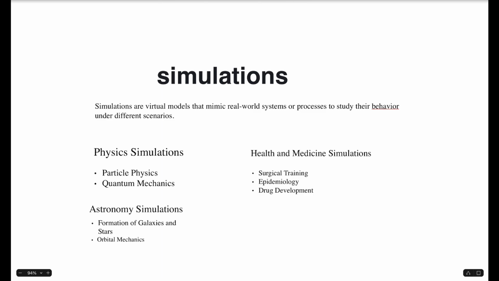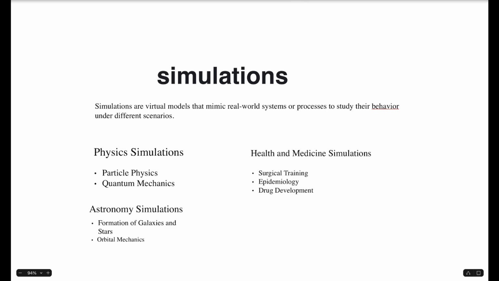For orbital mechanics, this models the path of planets, moons, and spacecraft to study gravitational interactions or plan missions. And for health and medicine simulations, they can help with training, diagnosis, and treatment development. For example, surgical training: they can use VR or AR to train medical professionals in complex procedures without risking patient safety. This means they don't have to risk somebody's life to practice.